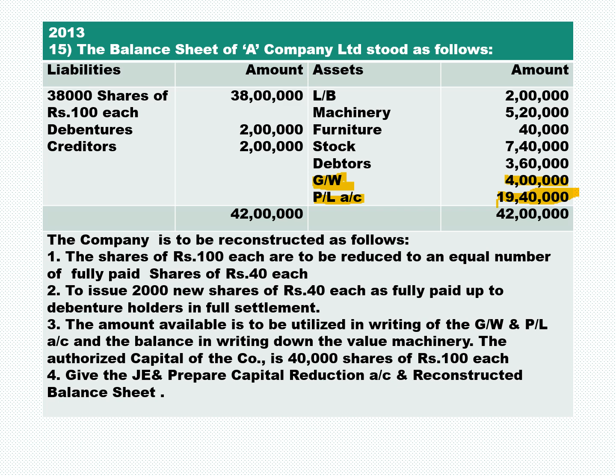The company is to be reconstructed as follows. The shares of rupees 100 each are to be reduced to an equal number of fully paid shares of rupees 40 each. It means 100 rupees share is reduced to 40. Then 60 rupees is called capital reduction.